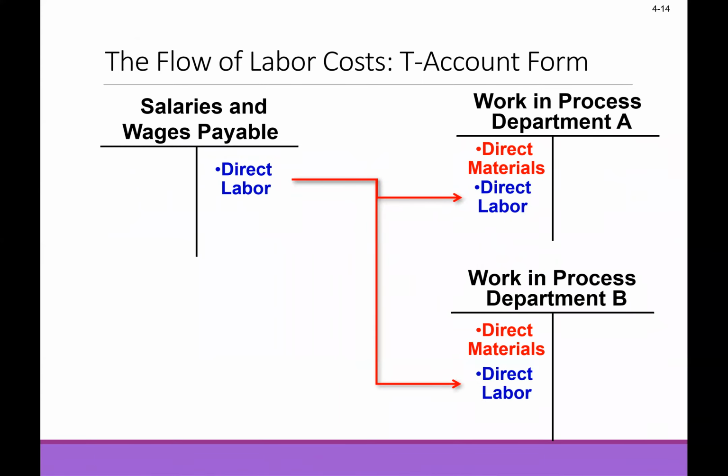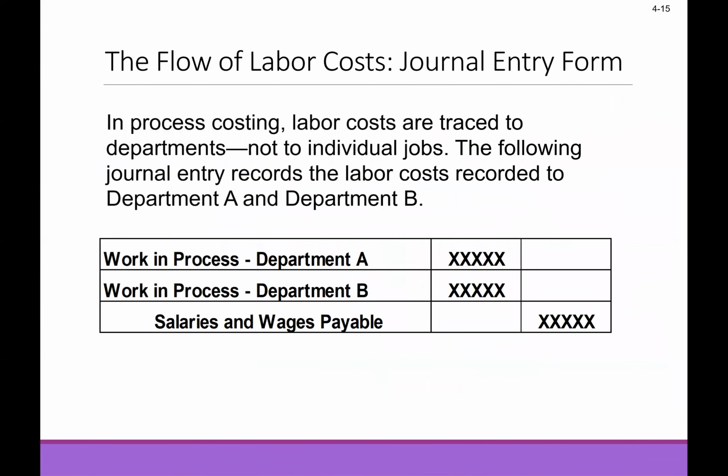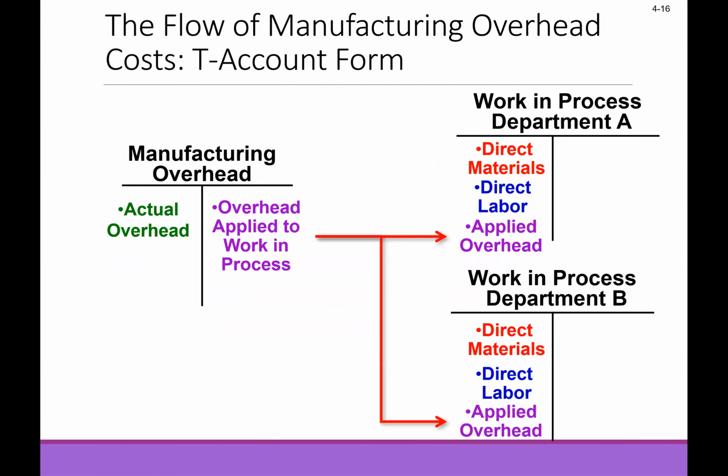The same thing happens with labor, wages. Where the labor is utilized, it's going to flow directly to that department. So you see, same thing. Instead of showing job A or job B as we would in job order costing, here we're showing work in process Department A, work in process Department B, and crediting our salaries payable.